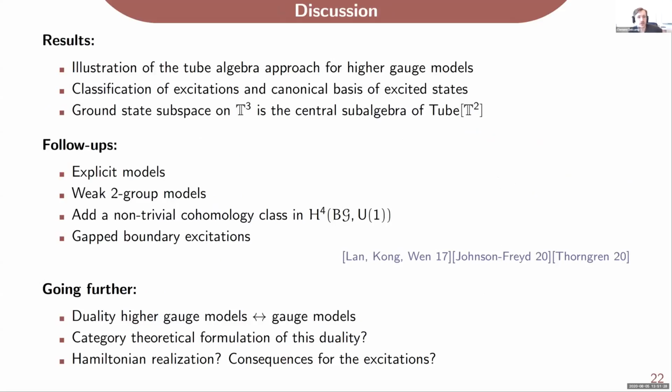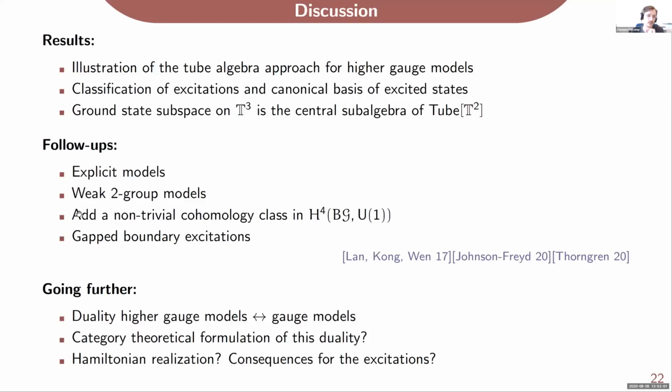Okay, so let me conclude very quickly. This was an illustration of the tube algebra for a model that is a bit more complicated than gauge models. It allows us to classify the excitations. As a byproduct of the construction, we can also get the ground state subspace on the three-torus. It can be neatly defined as the central subalgebra of the tube algebra. So that's also a nice way to get the ground states on the closed manifold.